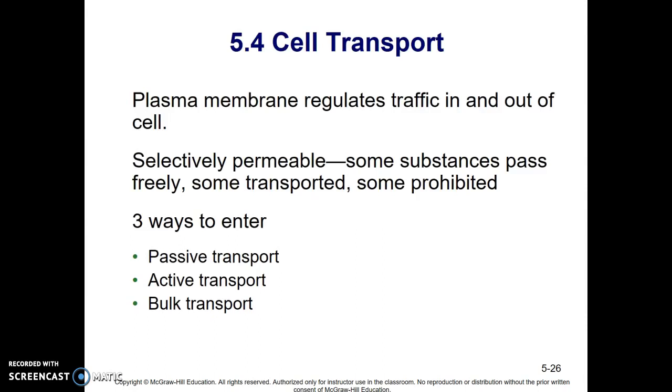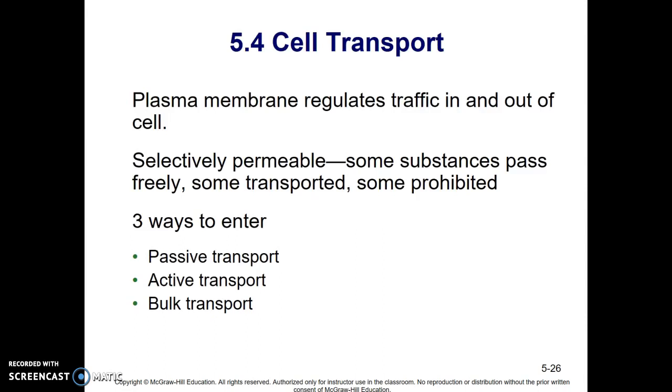So selectively means there's a selection process of how molecules can come in and out, and it's not permanent. So permeable is a similar word to permanent. So its permanent nature is selective. Some things can never get in or out of the cell. Other things can freely. And a third option is that molecules can get in and out with some help. So some pass freely, some get transported, and then some are prohibited.